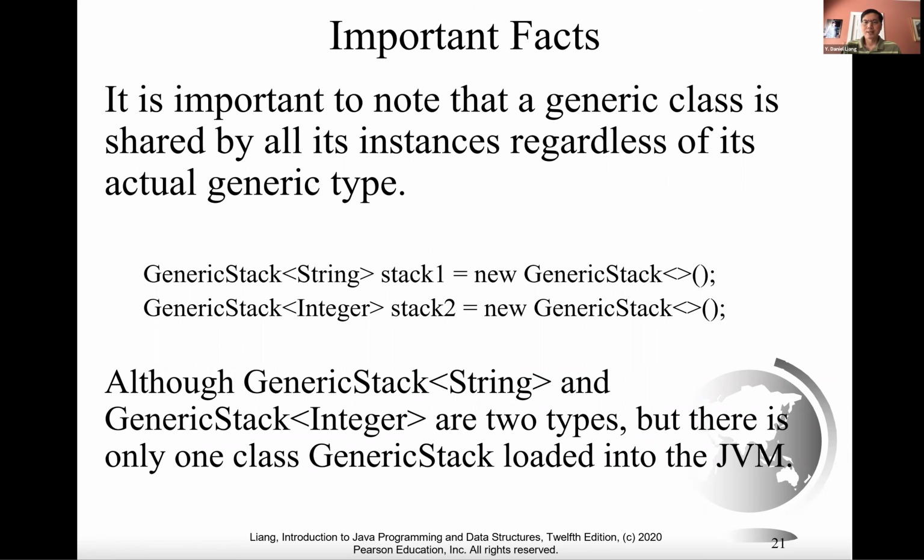It is important to note that a generic class is shared by all its instances, regardless of its actual generic type. We have these two generic types, string and integer. Although generic stack string and generic stack integer are two types, there's only one class, generic stack, loaded into the JVM.